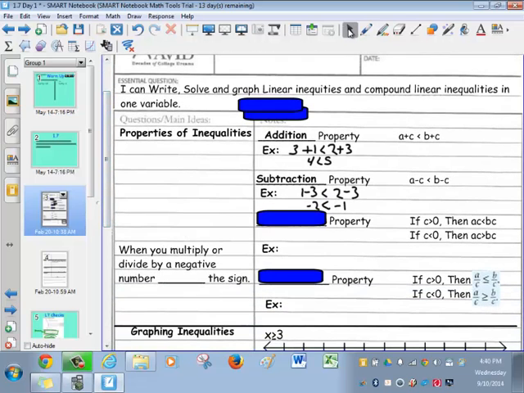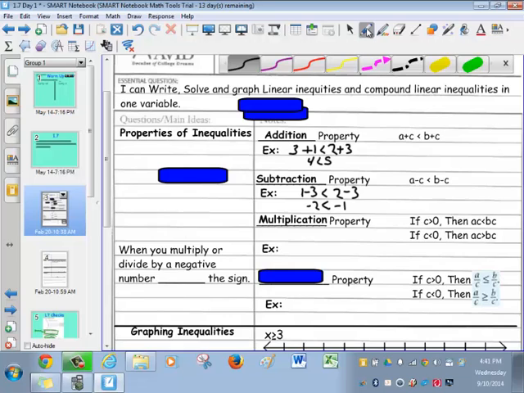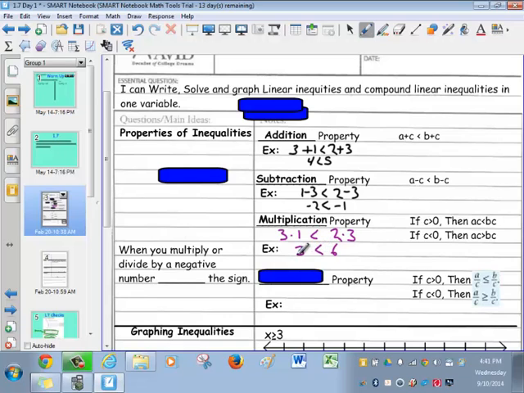The next property is the multiplication property. This is what it says: if c is greater than 0, then a times c is less than b times c. If c is less than 0, then we change the sign around. Let me give you an example. Let's go with our old trustworthy one: 1 is less than 2, right? We know that's true. Let's multiply both sides by 3. We got 3 times 1 is 3, and 2 times 3 is 6. Is 3 still less than 6? Yep, that's true. But that was when c was bigger than 0.